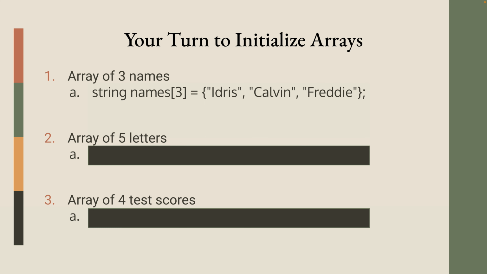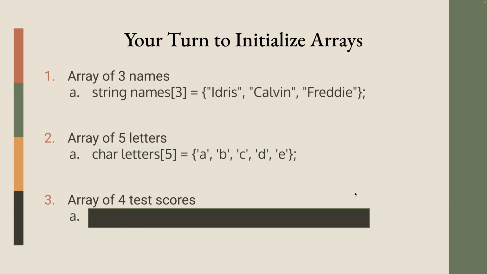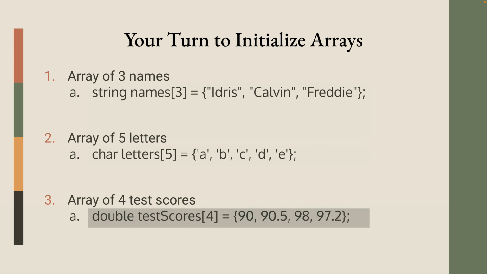Okay, and how do we define a char? Single quotes. So we have to put single quotes: 'A', 'B', 'C', 'D', 'E', or whatever. Okay, array of 4 test scores. Yeah, and these we don't need to put in any quotes. These are just numbers. Can you multiply them, average them? Yeah, so that's what we're going to do on the next problem.